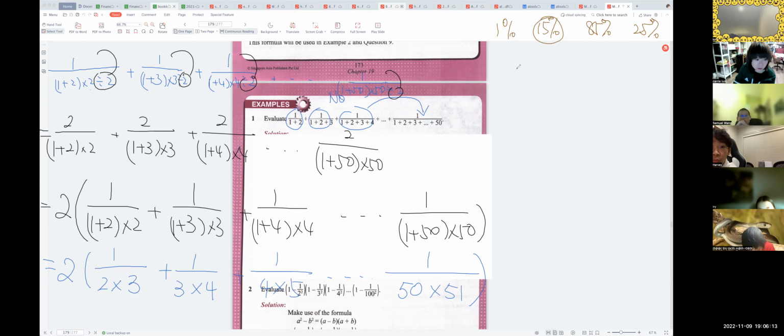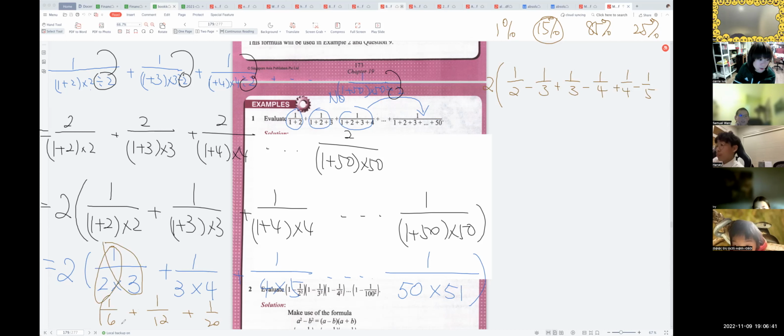Okay, so now let's take a look at this one. Isaac, I think you know how to do it, right? 1 over 2 times 3 equals what? Ivy, equals 1 over 6, 1 over 12, and 1 over 20. Okay, so the question became 2 times 1 over 2 minus 1 over 3, plus 1 over 3 minus 1 over 4, plus 1 over 4 minus 1 over 5. Get it, everybody? 1 over 2 minus 1 over 3 equals 1 over 6. 1 over 3 minus 1 over 4 equals 1 over 12. 1 over 4 minus 1 over 5 equals 1 over 20.